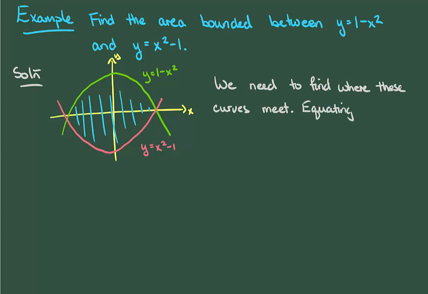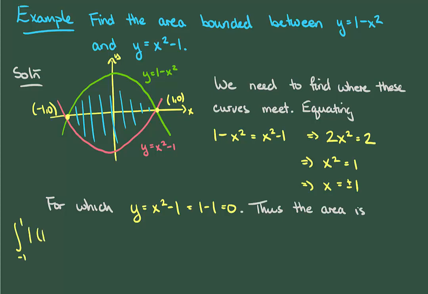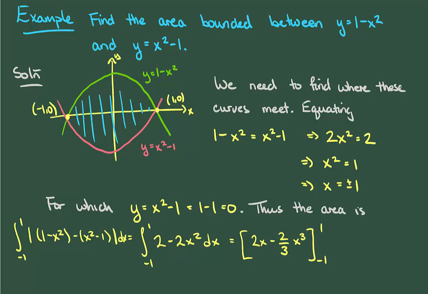We will equate the two functions and solve for x. Doing this gives us x equals plus or minus 1, and if we plug that into y equals x squared minus 1, we get y equals 0 both times. We can put everything then into our equation for the area to get the following. Note that since 1 minus x squared is bigger than x squared minus 1, we can simply drop the absolute value. Simplifying all of that then gives us 2 minus 2x squared, which we can integrate without too much trouble.